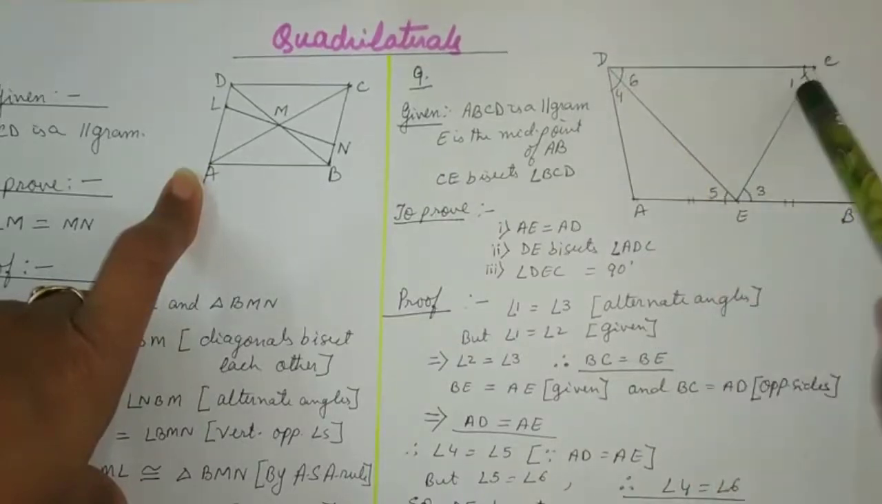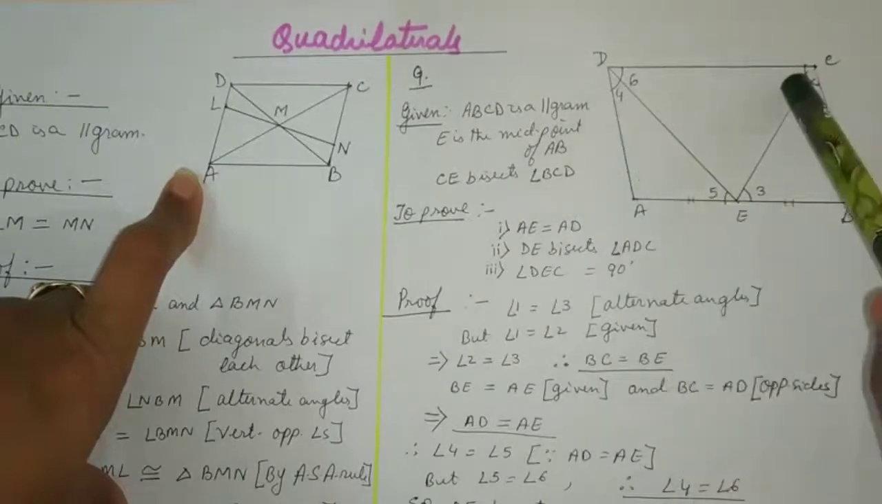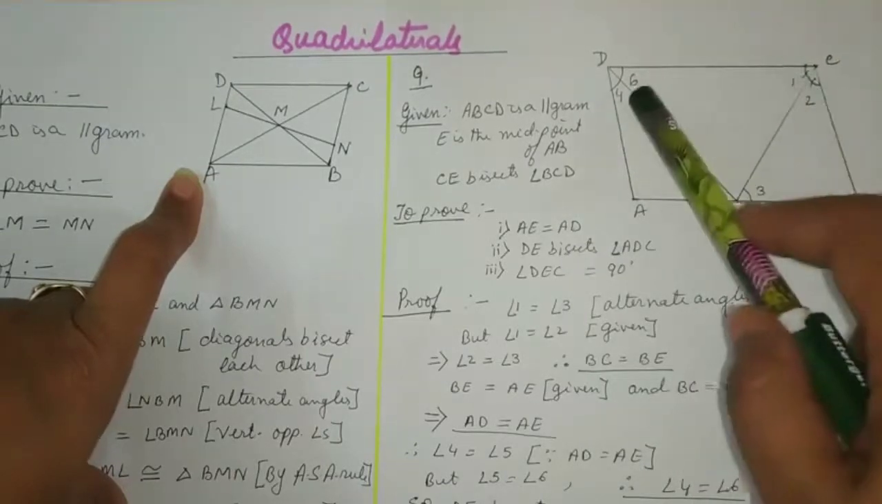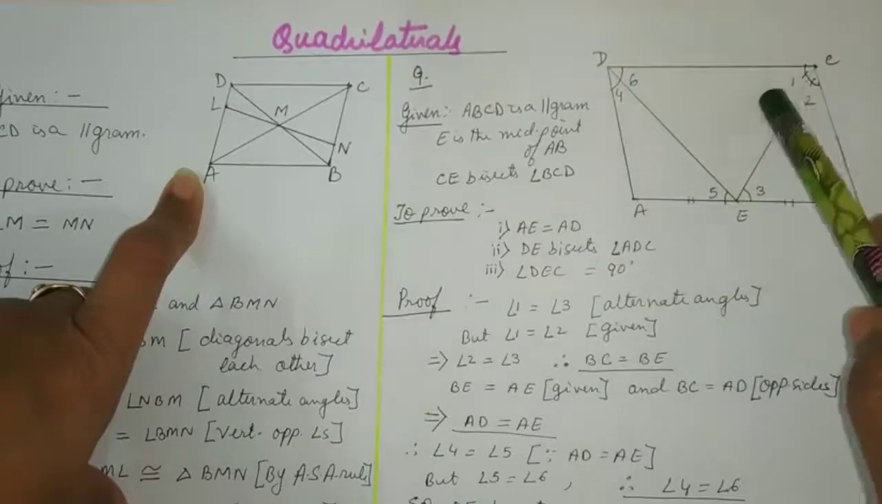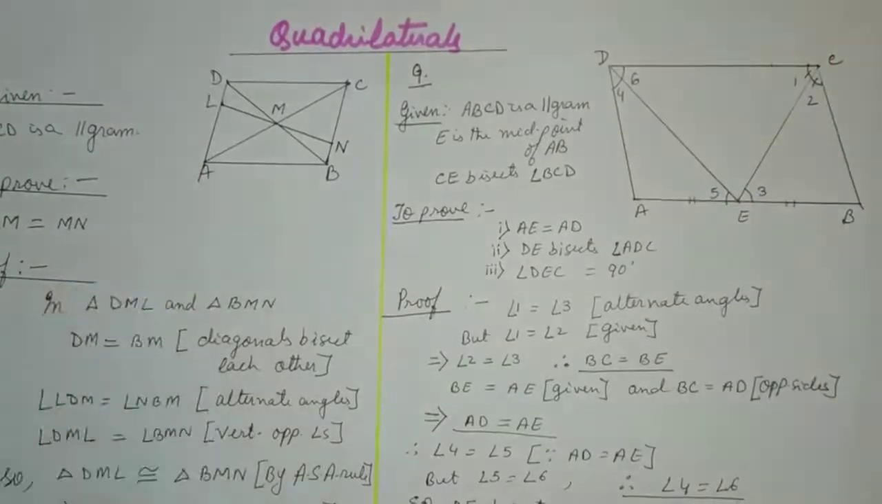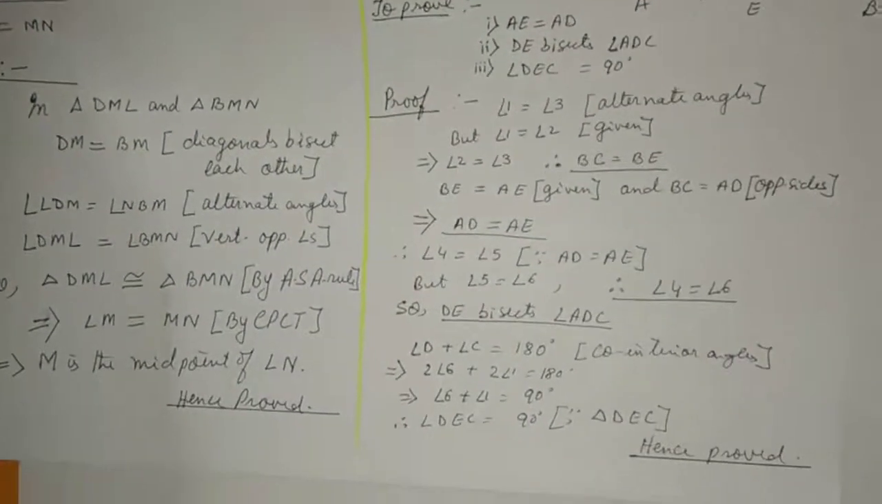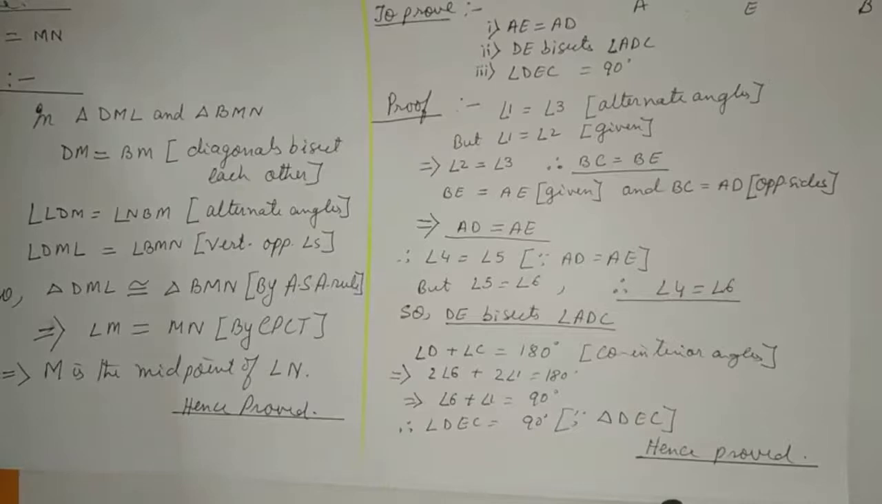Angle D plus angle C is 180 degree. So half of angle D and half of angle C is 90 degree. So we can write 6 plus 1 is 90 degree. So this part is 90 degree in triangle DEC. Way of writing, I have shown it here, children. You can check it out.